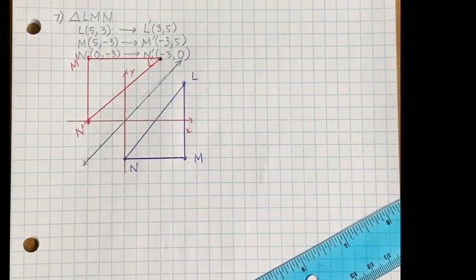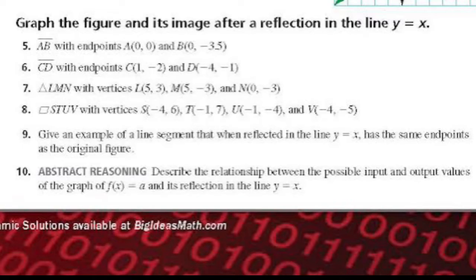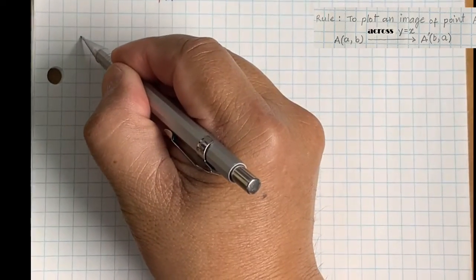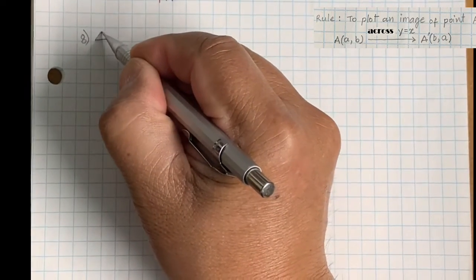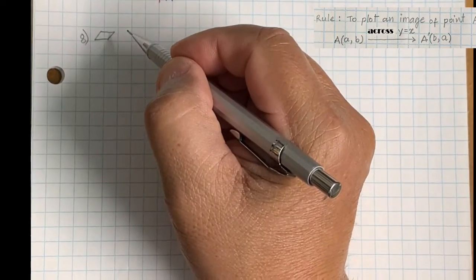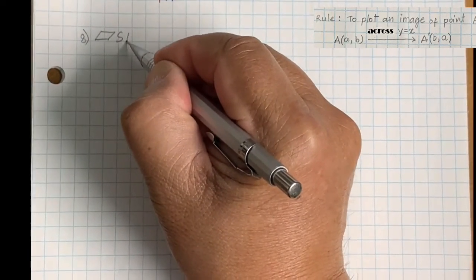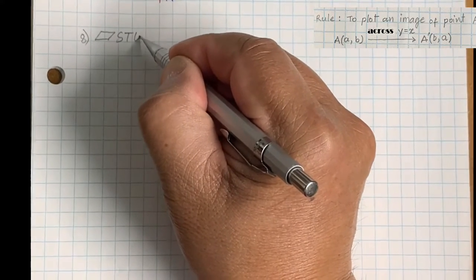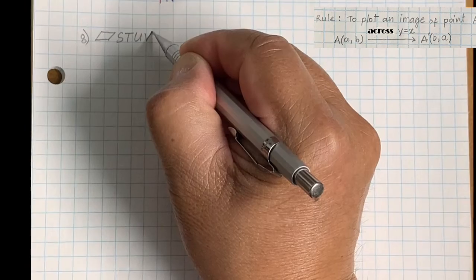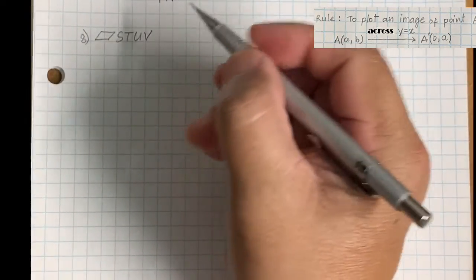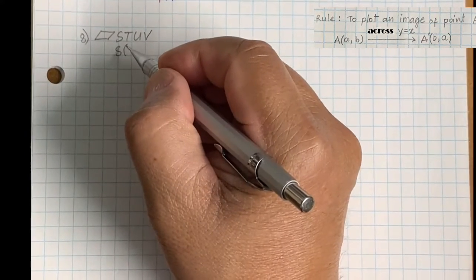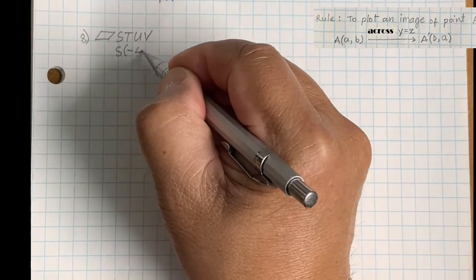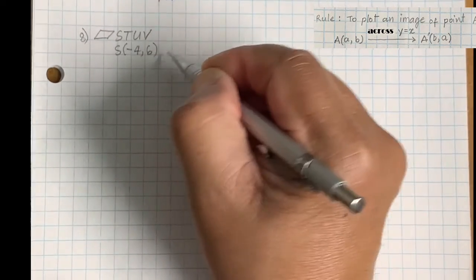There you have it. Problem 8. So number 8, we are given quadrilateral STUV, a four-sided figure, and we are also given point S, negative 4, comma 6.